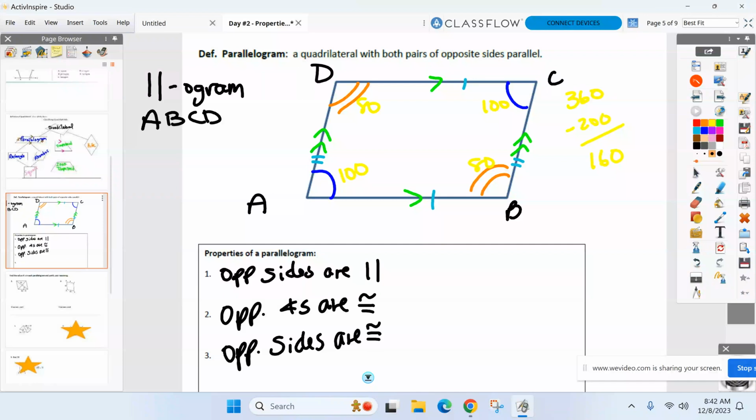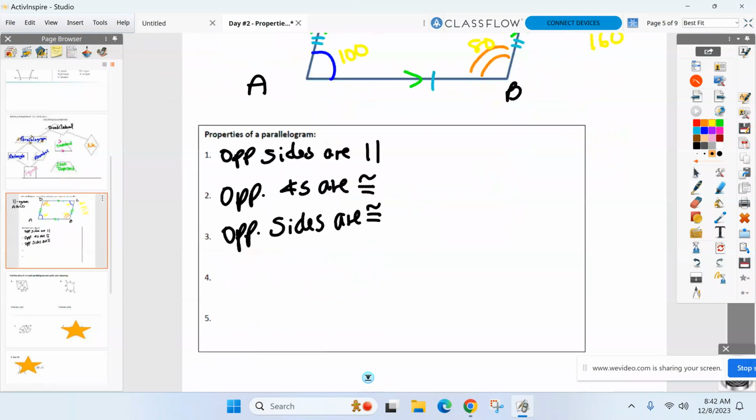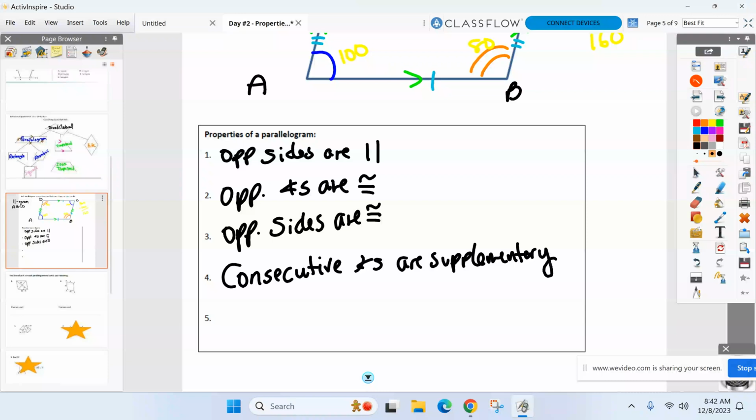Good. Now, can you tell me a property? The 4th property. 180, 180. Dylan, what's up? Same side angles are supplementary. Yeah, I'm going to use a different term than same side, but yes, you're absolutely correct. I'm going to use the word consecutive, because consecutive means 2 in a row, right? Consecutive angles are supplementary. So 2 in a row add up to 180.